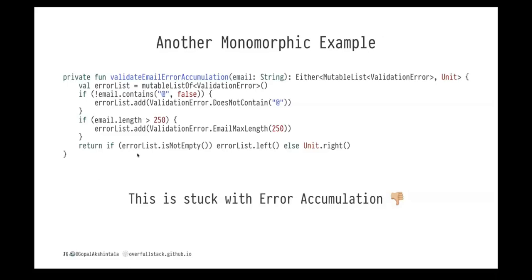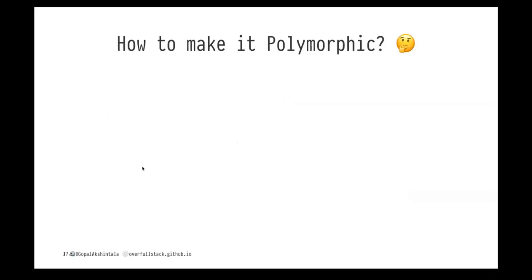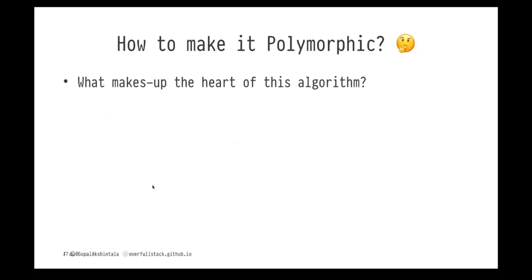So how can we make this polymorphic? Again, the same question. So what do you think makes the heart of this algorithm? Can anyone pitch in, or let me just go ahead. Our previous sorting algorithm's heart is the comparator. But here, the heart of the problem is to represent valids and invalids, right? Like what is valid and what is invalid. I have to say that, just like sorting which is greater, which is less. And then the effect of combining all the errors.